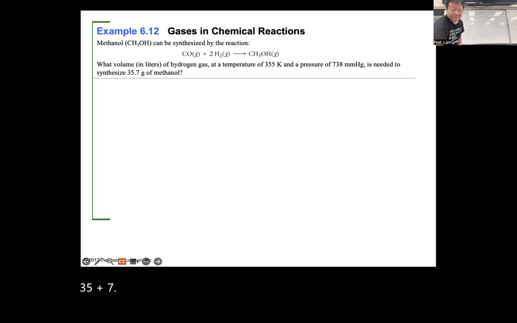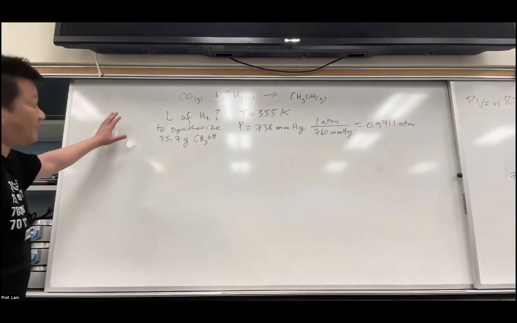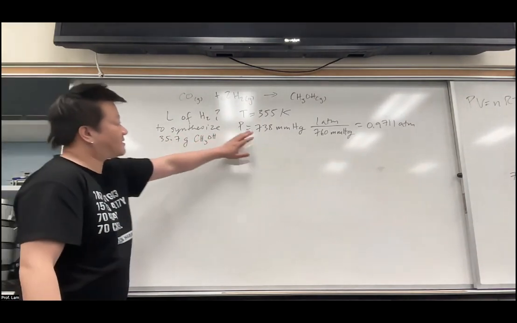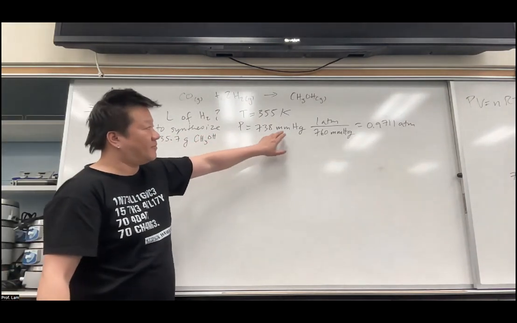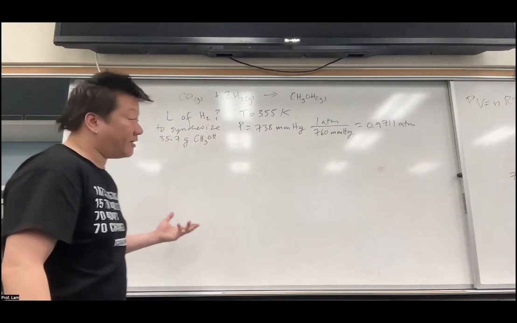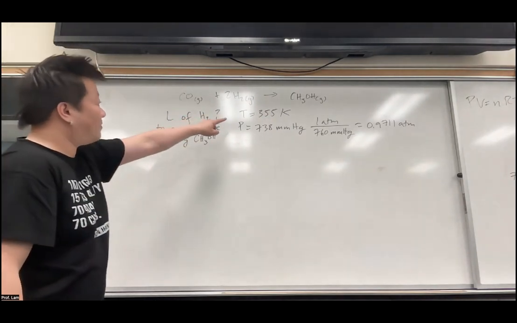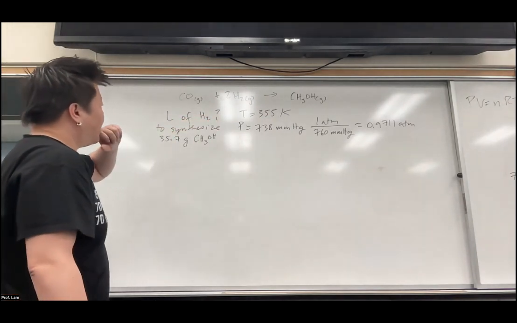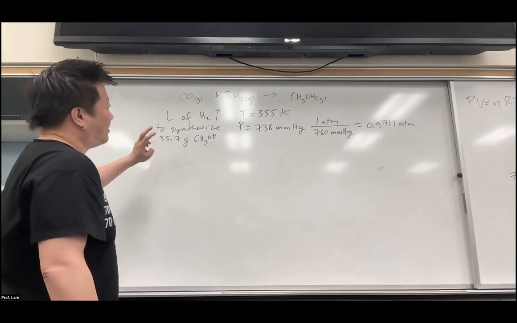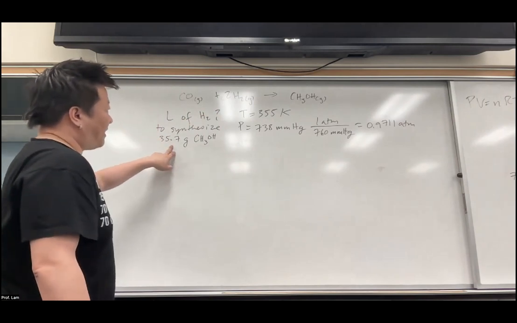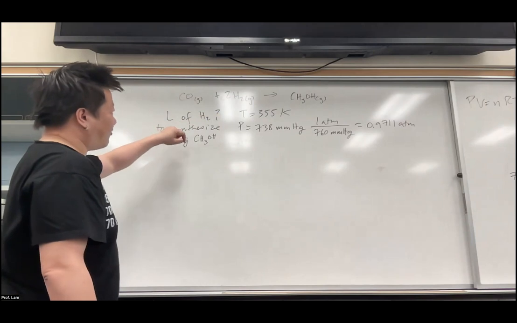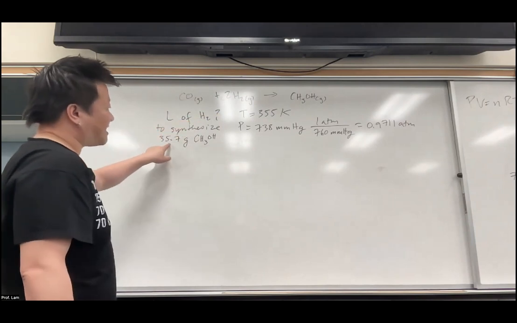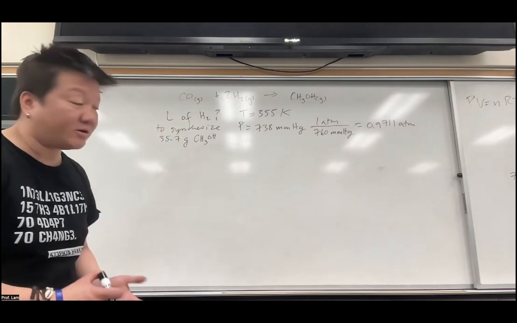All right, so here it is, all the information. Notice I took the pressure from millimeters of mercury to atm already. I know I'm going to need that. My temperature is in Kelvin, so great. I'm solving for a volume. And it's asking for the volume of H2 that's needed to synthesize 35.7 grams of CH3OH.